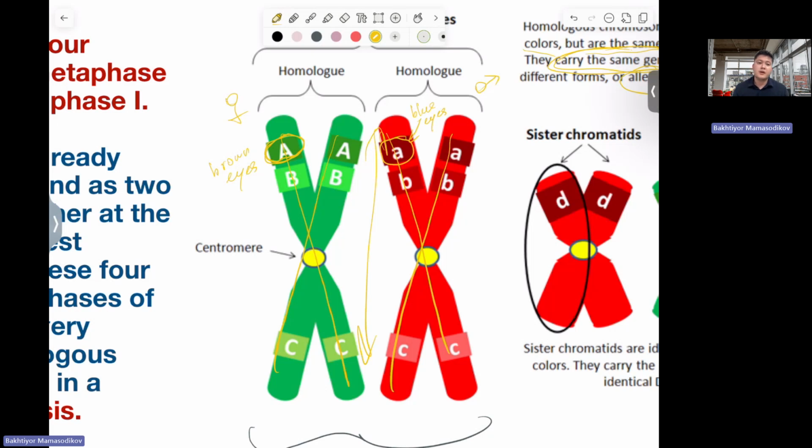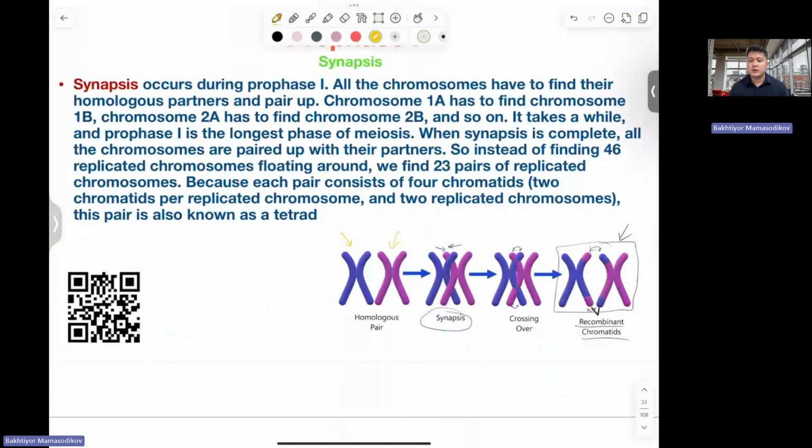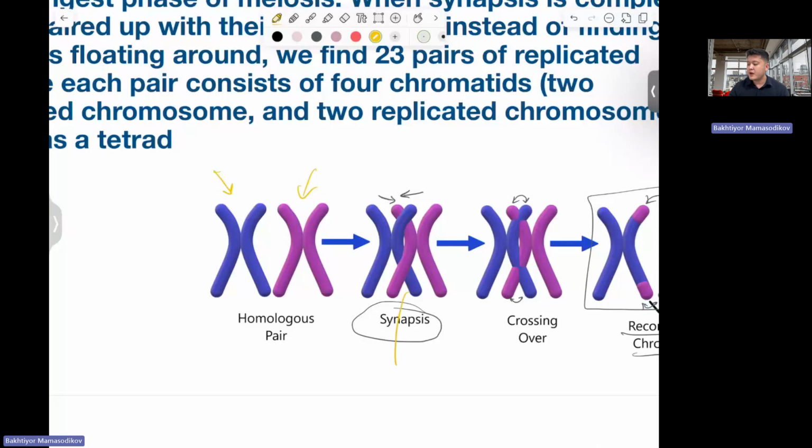So homologous chromosome pairing up happens in prophase 1. This pairing up of the chromosomes and coming closer is called synapsis. Synapsis is when homologous chromosomes find their match and pair up. Each human cell has 23 pairs of chromosomes, right? During synapsis, all those 23 pairs find their partners, forming 23 homologous pairs. This process takes a long time, so prophase 1 is the longest phase. You can see the homologous pairs coming close to each other and pairing up.